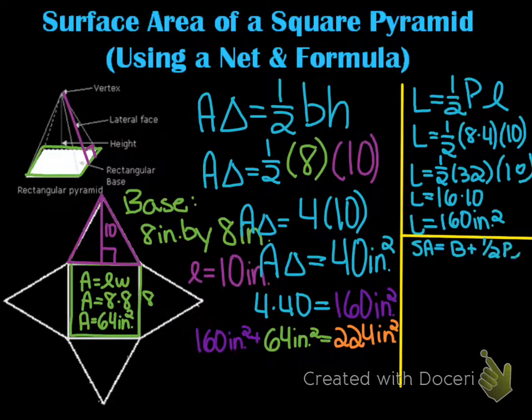Now when you add all of these areas together, that is the formula for finding the surface area. Let's plug in our numbers. 64 plus 160 equals 224 inches squared.